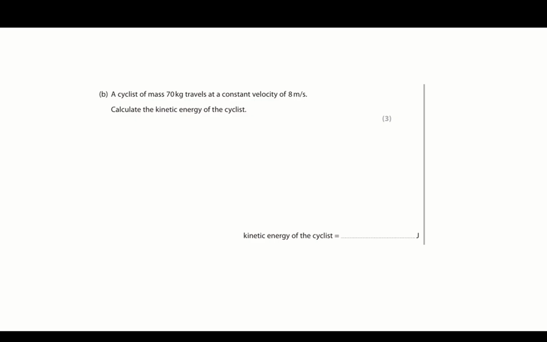The next one, a cyclist with a mass of 70 kilograms. I'm happy with that unit. Moves at a constant velocity of 8 meters per second. Happy with that unit. Calculate the kinetic energy of the cyclist.